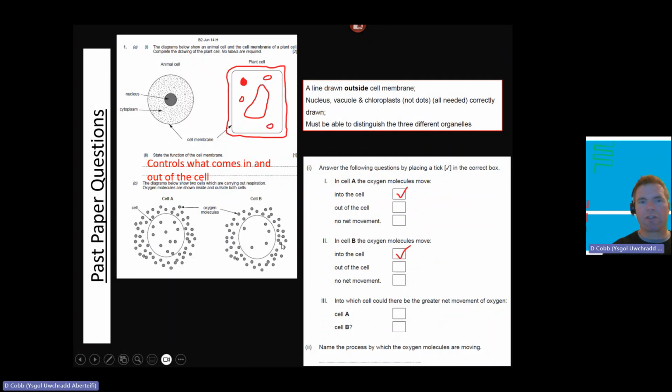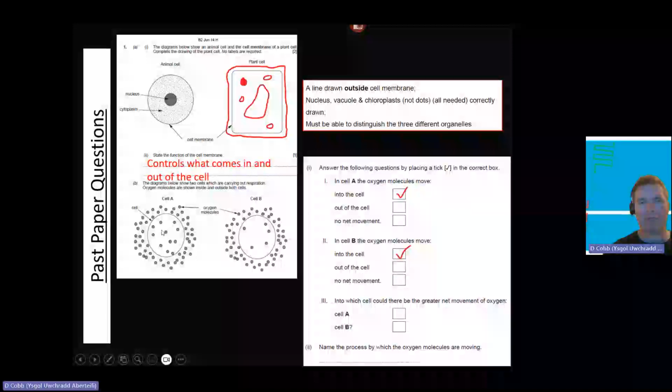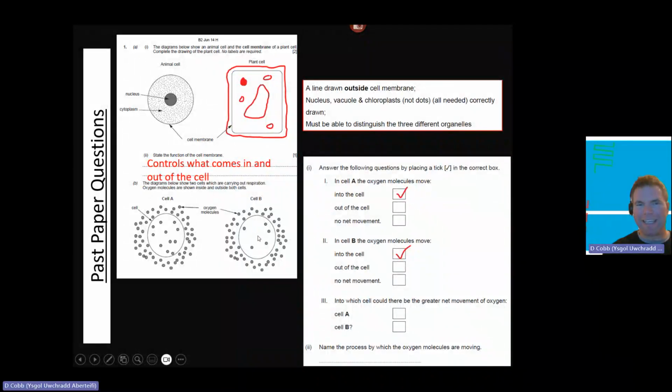Well, there we're looking at the concentration gradient, and you can see that I've got fewer oxygen molecules inside cell B than I have in cell A. And it looks like the concentration outside cell A is pretty much the same as outside cell B. So our outside concentration is the same on cell A and cell B, but our inside concentration is lower in cell B, suggesting that there's a greater concentration gradient in cell B, and therefore we're going to have the greater net movement. And the process by which oxygen molecules are moving, that's diffusion again.